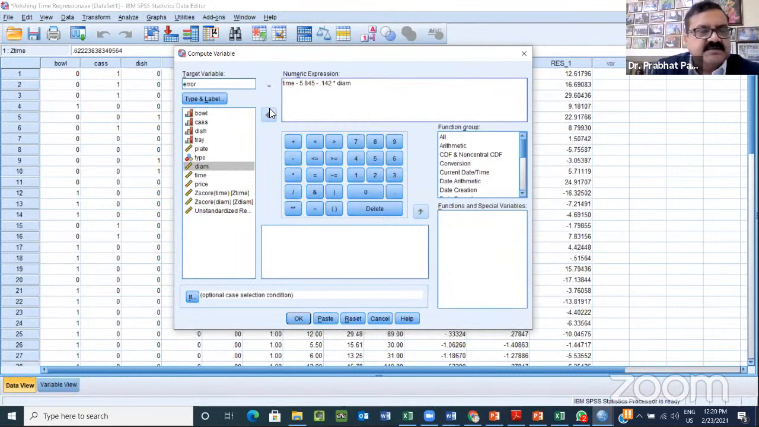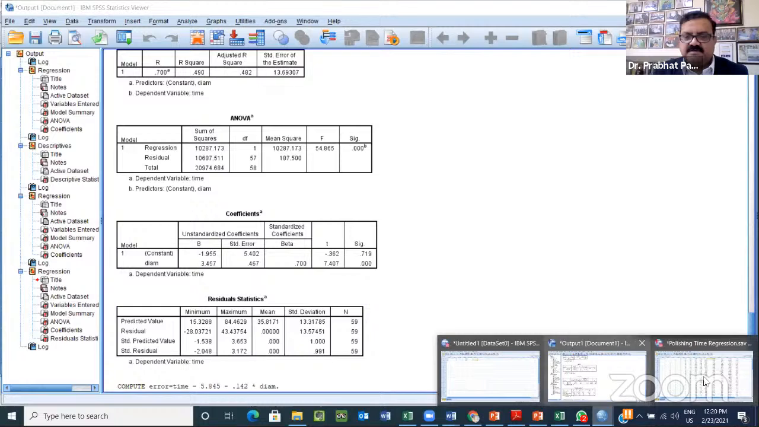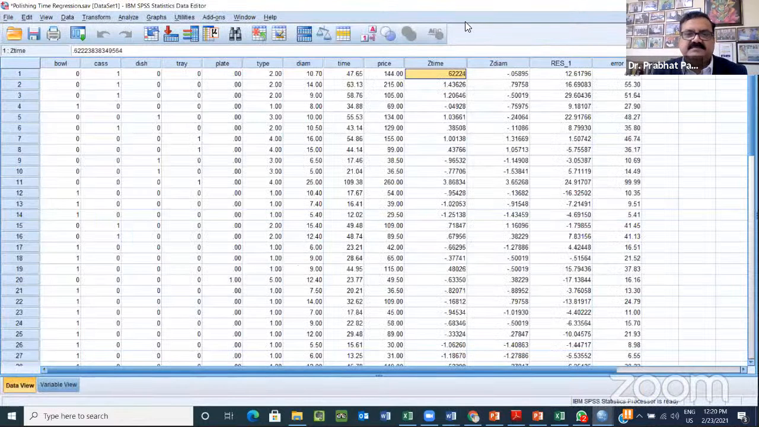I said the name of the new variable will be error. And the numerical expression is going to be calculated as time, that is y, minus beta 0, 5.845, minus beta 1, 0.142 diameter. So this is the error that we have discussed. This is called error. So we'll say okay. And then we go to the data set. Here you will see there's a new variable, error. This is the calculation we have done manually.